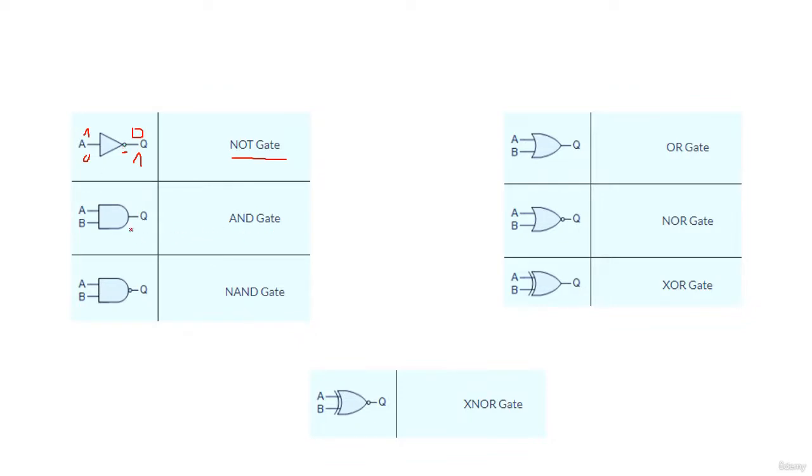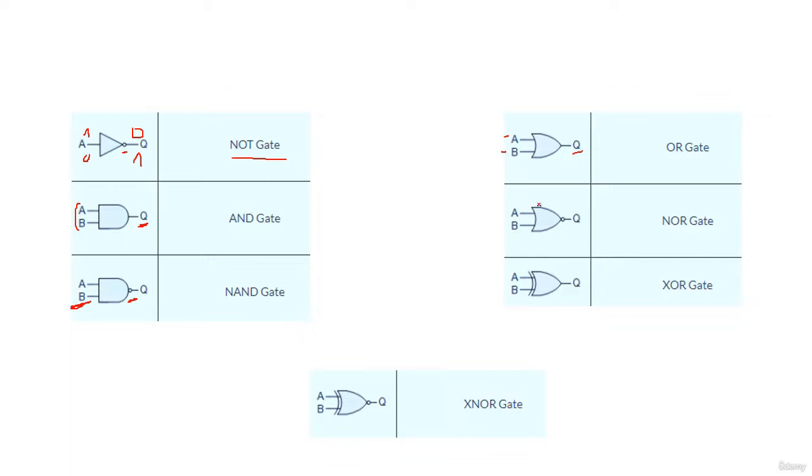Here we have the AND gate. As you see, we have A and B, two inputs, and we have the output over here. Here we have the NAND gate. For the NAND gate, we have two inputs and an output with this small circle. This is the OR gate. We have A and B, two inputs, and one output. This is the symbol of the OR gate.